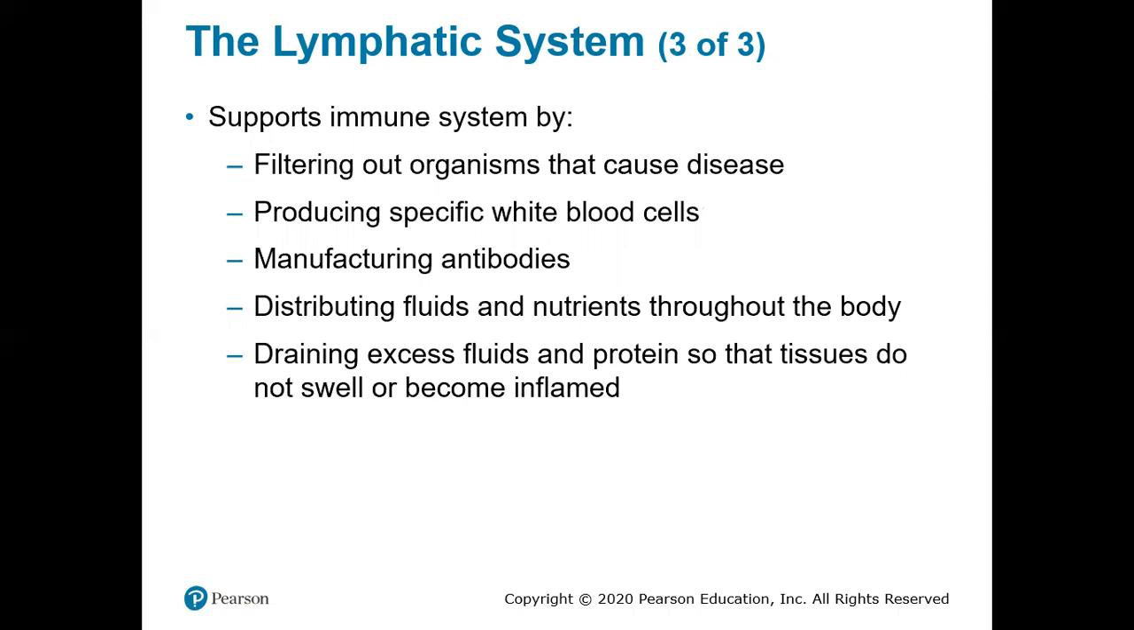So the lymphatic system supports our immune system by filtering out organisms that cause disease, producing specific white blood cells, manufacturing antibodies, distributing fluids and nutrients throughout the body, and draining excess fluids and proteins so that tissues do not swell or become inflamed.